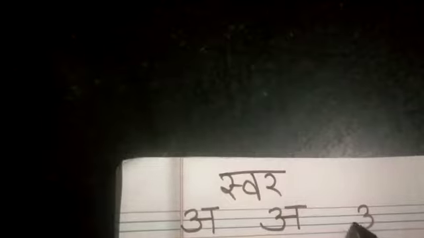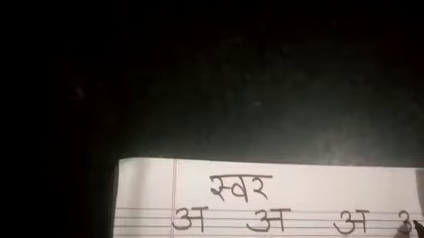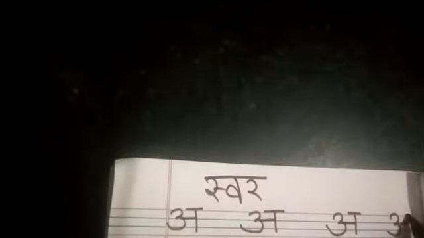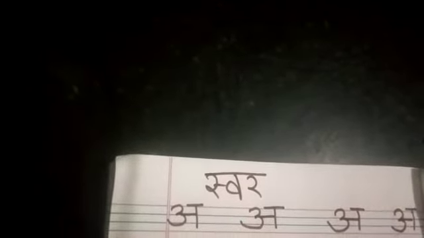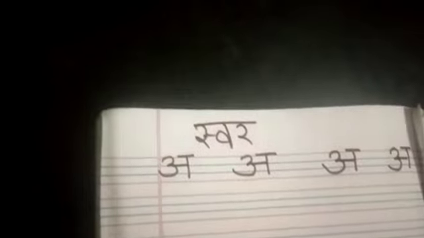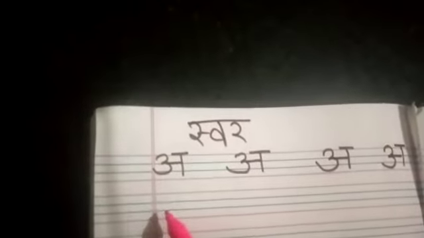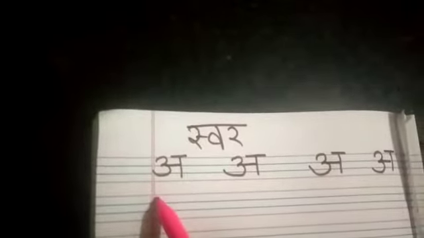Left curve, one more left curve. Put a sleeping line, standing line, sleeping line. Put a left curve, one more left curve. Put a sleeping line, standing line, and sleeping line. Now we will write the second alphabet.